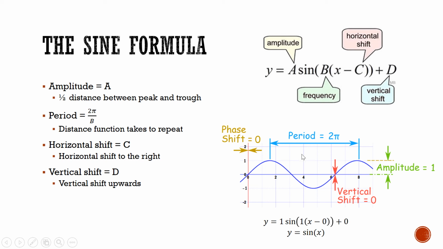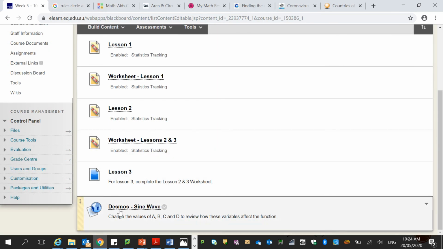So plus d is obviously a vertical shift. As we increase d, it moves up. As we decrease d, it moves down. And I will actually show you this now. I've made this here for you guys, so please feel free to muck around with it.